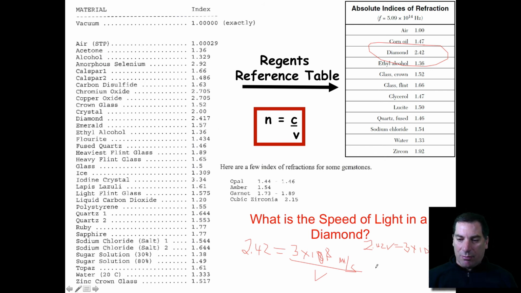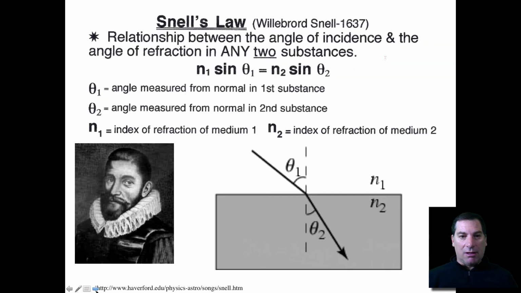Cross multiply: 2.42 times v equals 3 times 10 to the 8th. Divide that by 2.42, and v comes out to be 1.2 times 10 to the 8th meters per second. So you can see that the power of 10 is still 10 to the 8th. It doesn't slow down that much, but it does slow down enough that it can get trapped inside. And I didn't mention, water's up here too. Water's index of refraction is 1.33, and this is how we get rainbows. It's kind of cool. We'll look at that later.